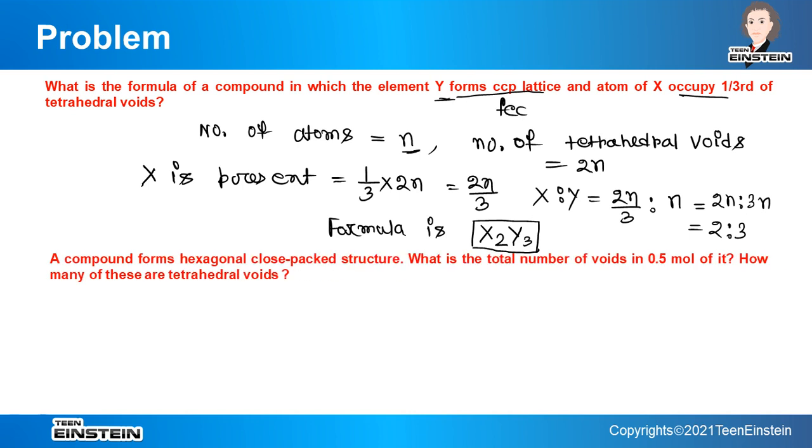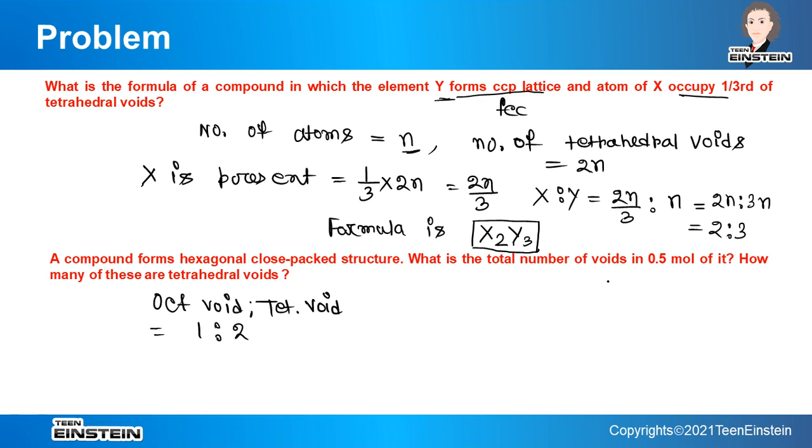The next question: a compound forms a hexagonal close packed structure. What is the total number of voids in 0.5 mole of it? How many of these are tetrahedral voids? So it is a hexagonal close packed structure. In HCP structure also, just like FCC, the total number of tetrahedral voids is 2n and the total number of octahedral voids is n. The ratio of octahedral void to tetrahedral void is always 1 is to 2. So if the total number of octahedral voids is n, then the tetrahedral voids number will be 2n.